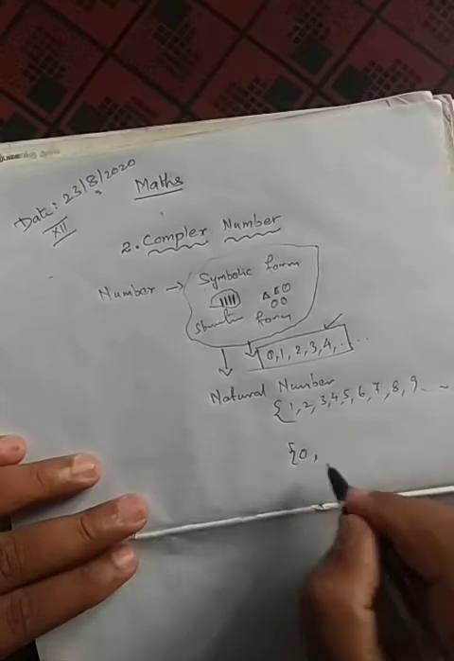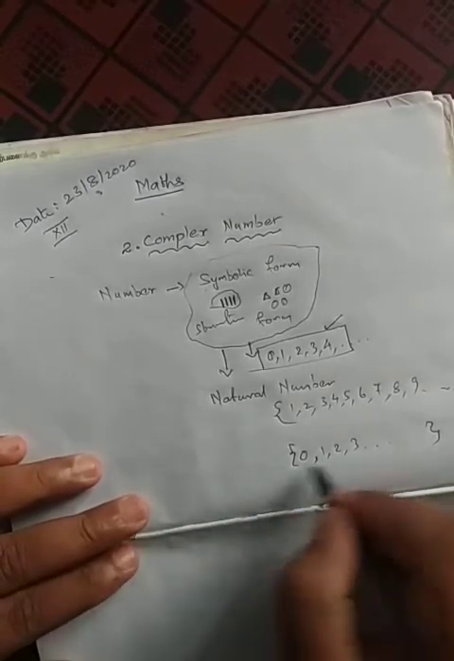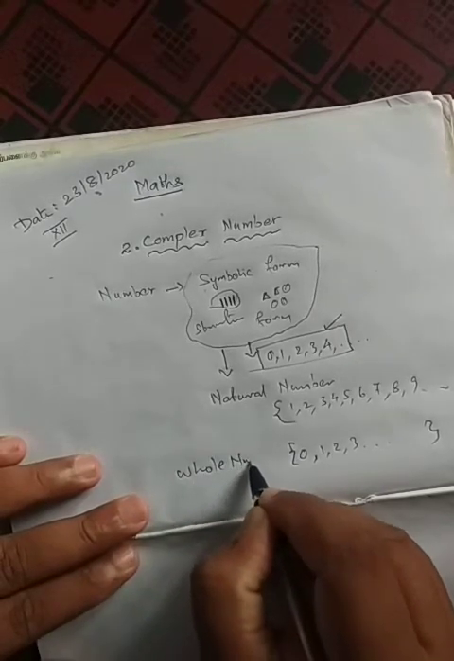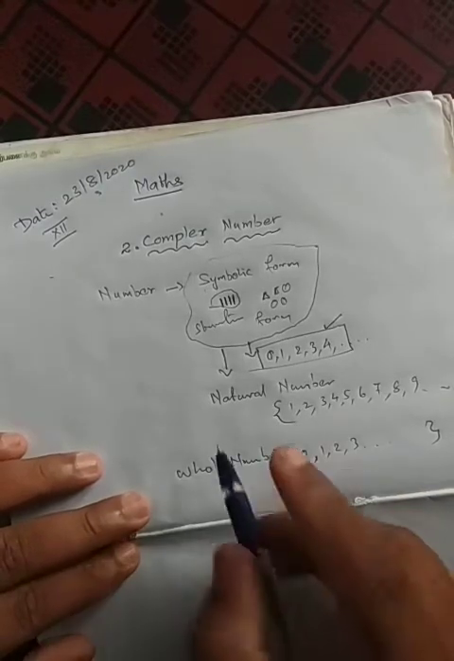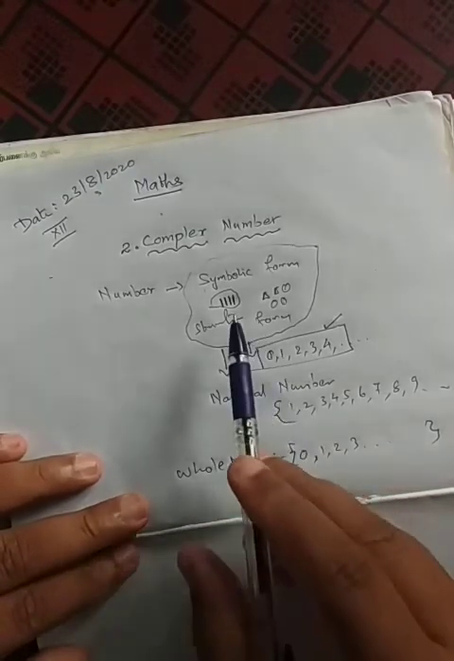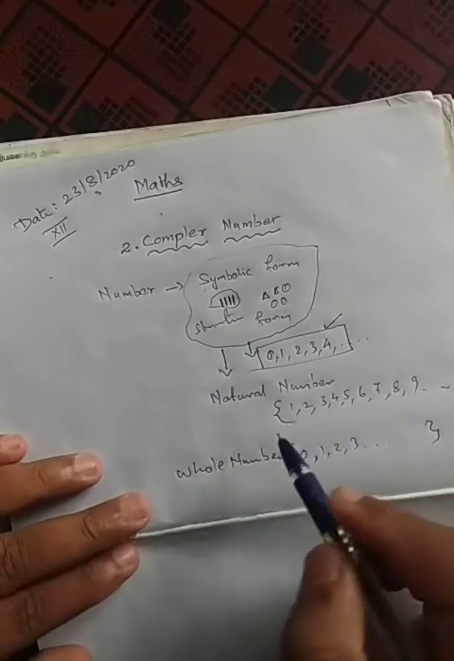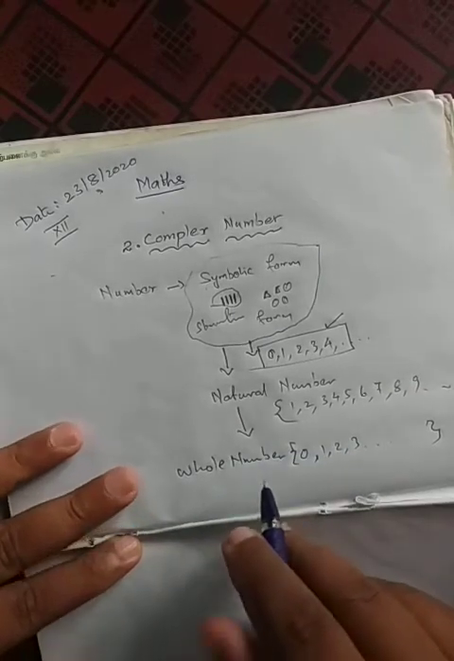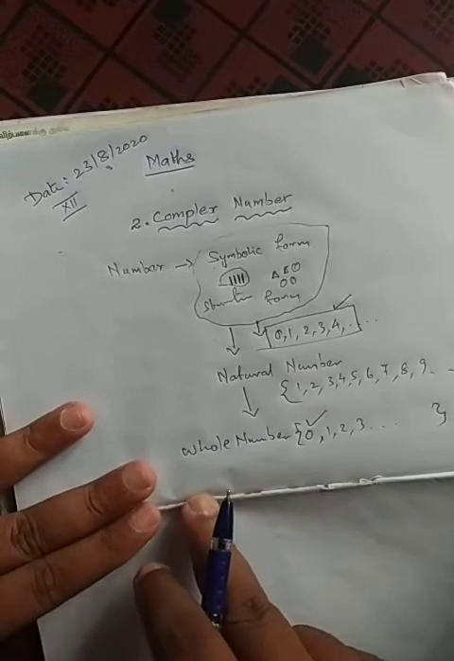So they introduced 0, 1, 2, 3. Likewise, the structure developed, and we gave this number system the name whole numbers. Whole numbers start from 0, 1, 2, 3, and so on. Previously it was in a structural form, then they introduced the number form. After numbers were introduced, we needed a 0, so that 0 was introduced by Indians, and then we called it the whole number system.